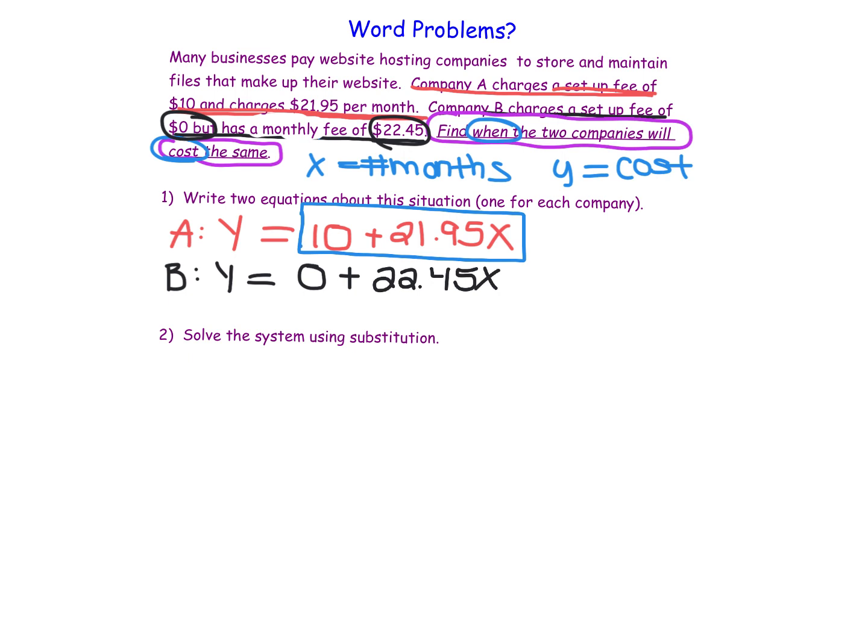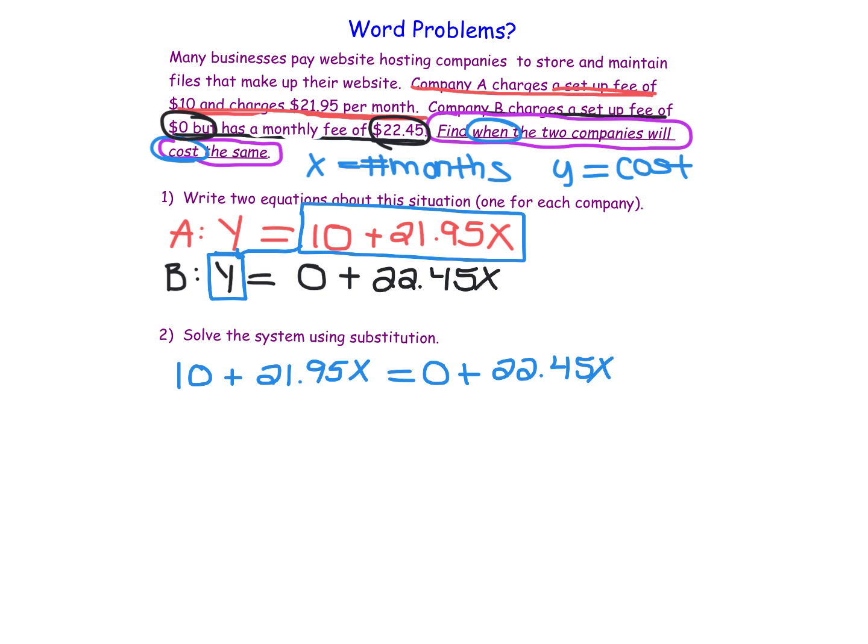And what we're going to do is replace what y is equal to in for the other y value. Remember, we're trying to find when our costs are equal. So we're going to set the cost equation for each situation equal to each other. So now if we replace the y in the second equation with 10 plus 21.95x, we'll have 10 plus 21.95x is equal to 0 plus 22.45x. So we've now set those two cost equations equal.